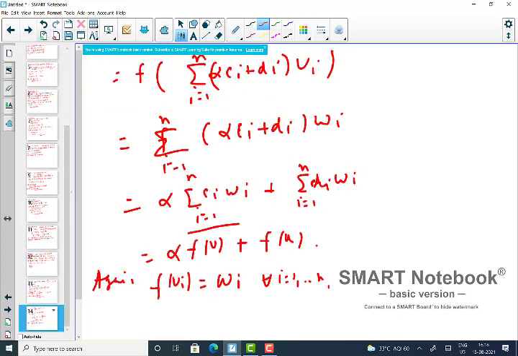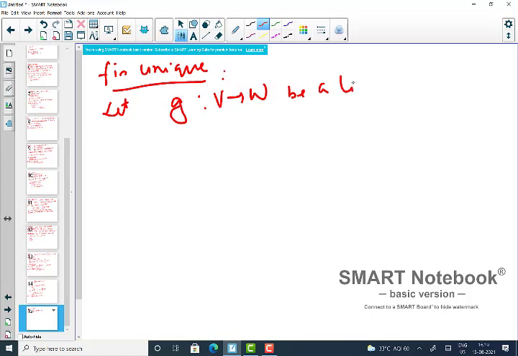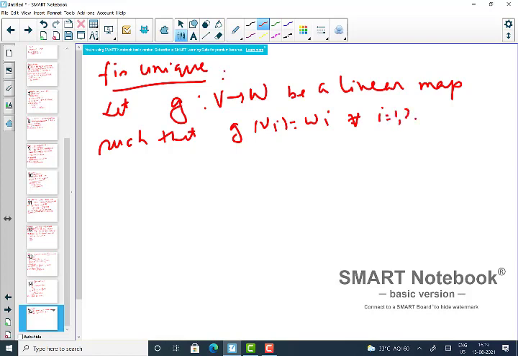Now how to show this map is unique? What does that mean? That means if we assume that there is one more map, then we are done, right? So this F is unique actually. Let there be another map, say G, from V to W, which is a linear map such that G of Vi equals Wi for all i equal to 1 to n. Then I need to prove that they are equal, right?